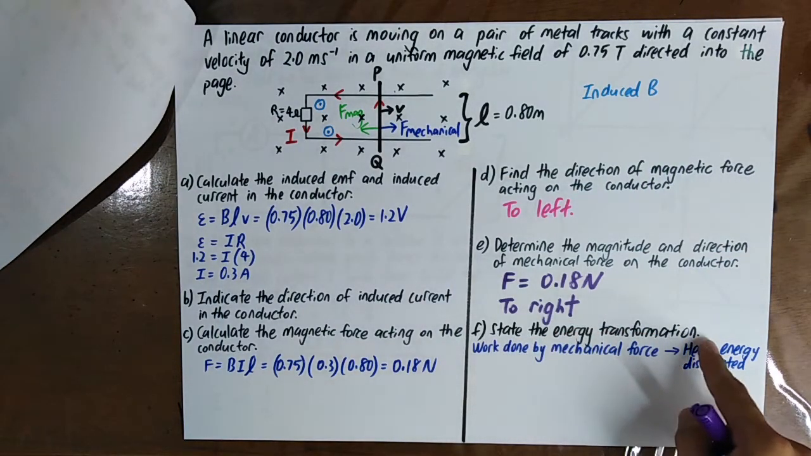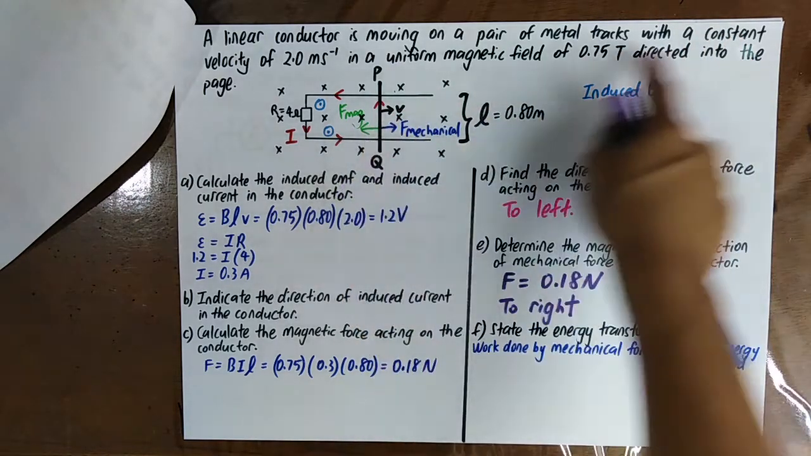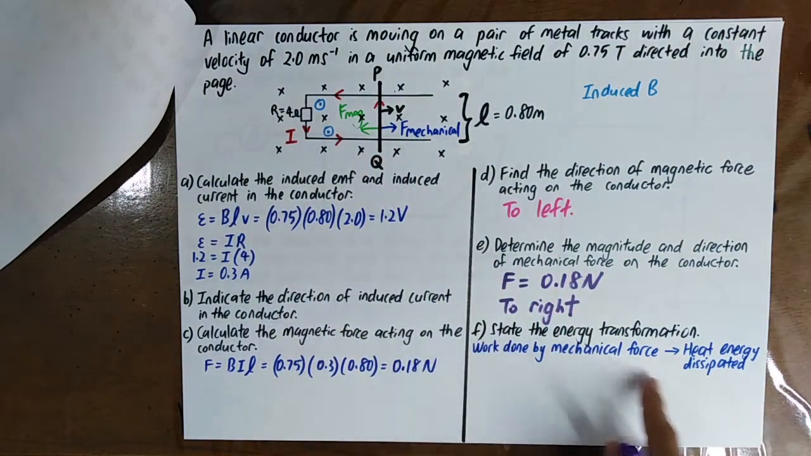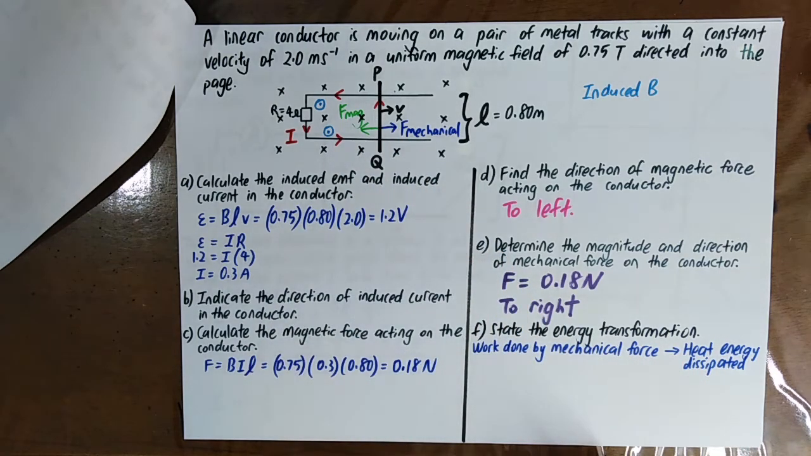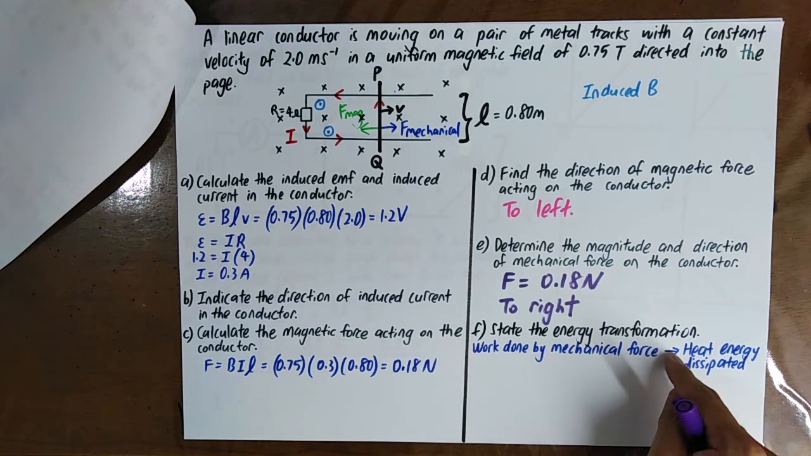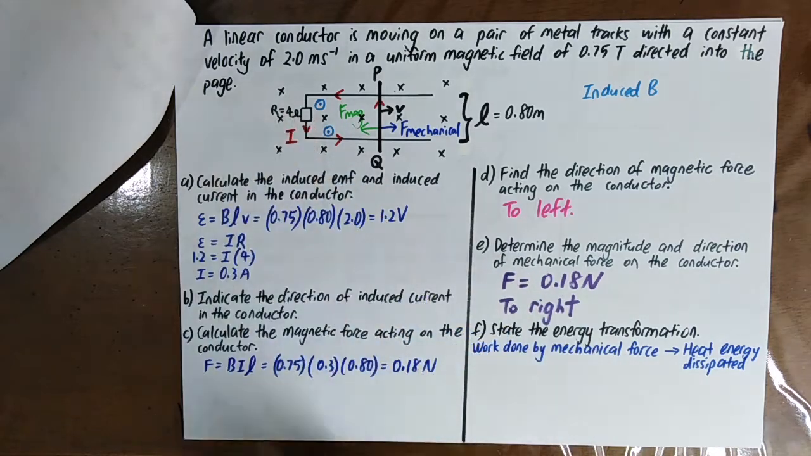State the energy transformation. Since the rod is moving at constant velocity, there must be no gain in the kinetic energy of the rod. So all the work done by the mechanical force is transformed into the heat energy dissipated by the resistance.